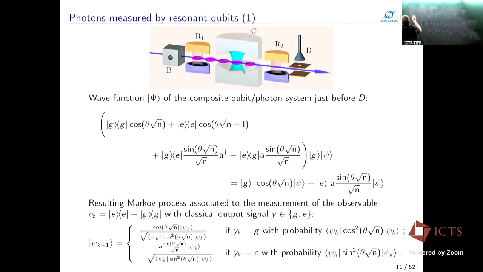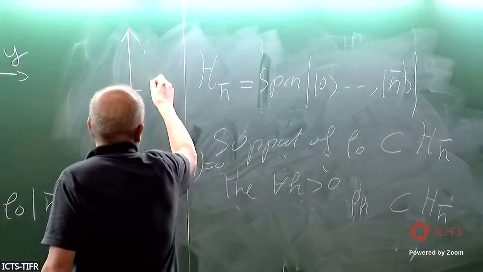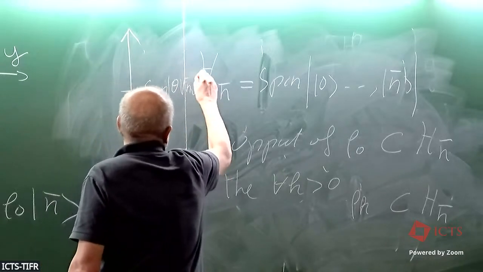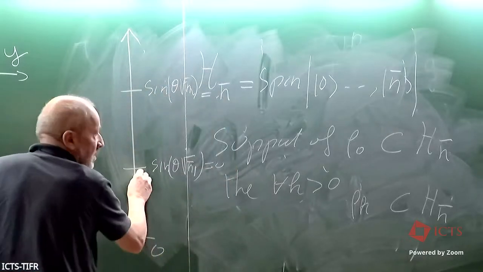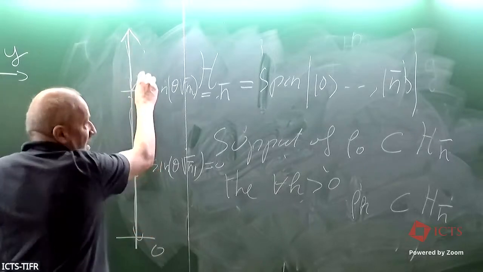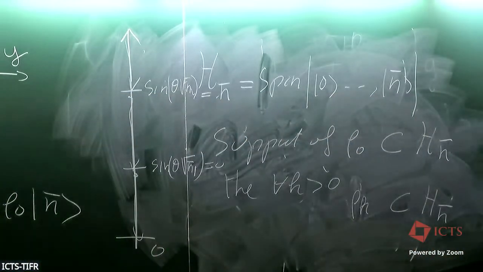If I draw here a scale, 0, and here I have the first value where the sine of theta square root of n bar 1 is 0. Here you have the second one, the square root of n bar 2 is 0. If you are here, you decrease to 0. If you are here, you decrease to there, and so on. It is typically the behavior of this stochastic thing.